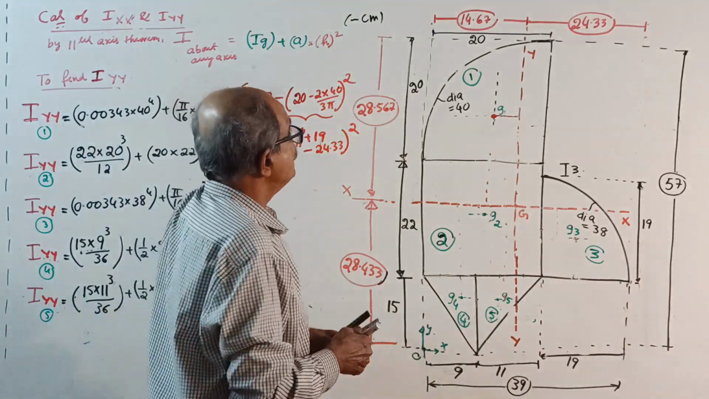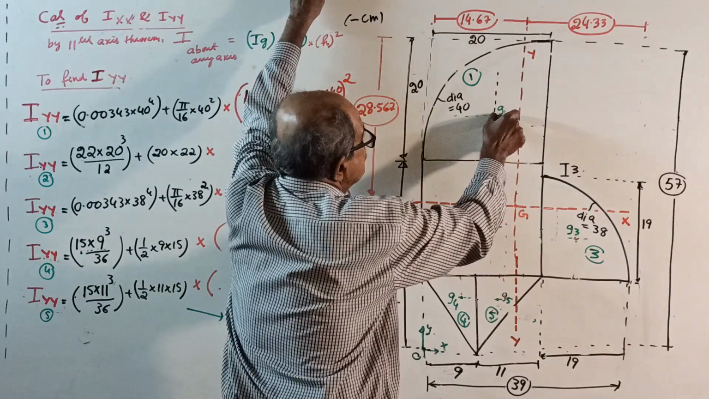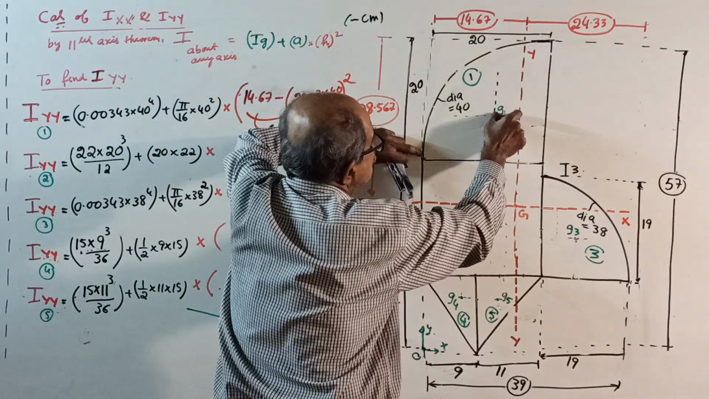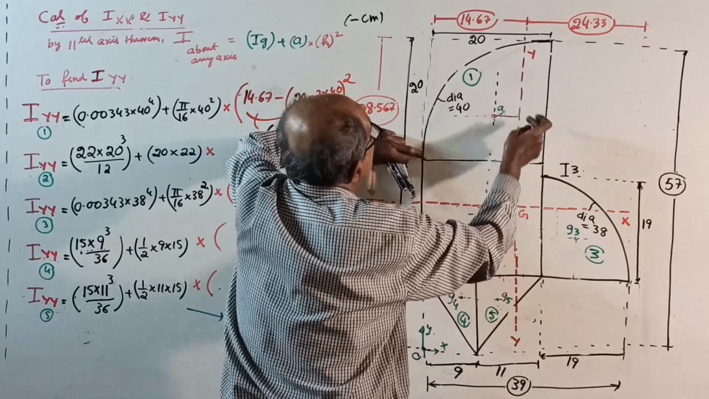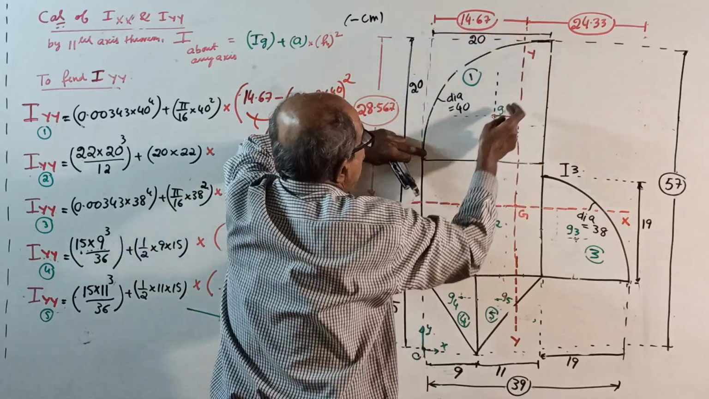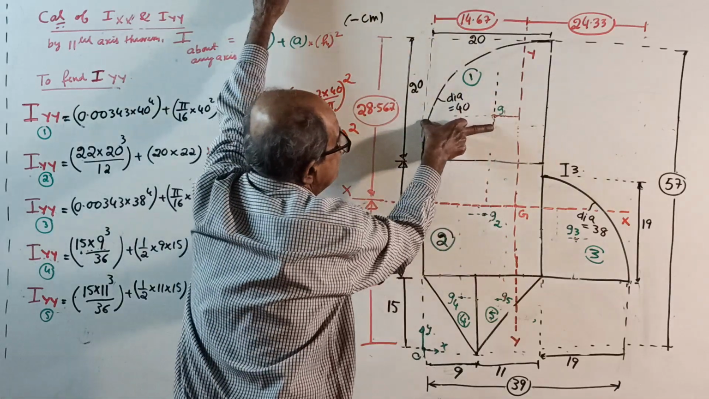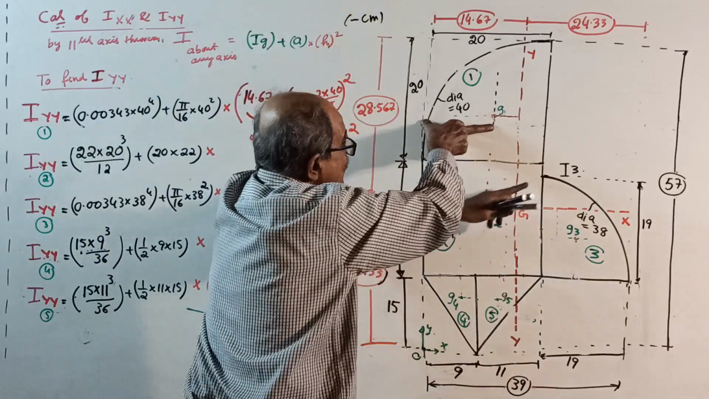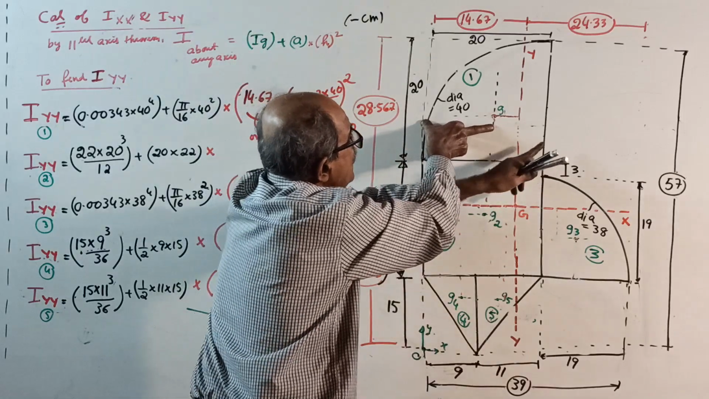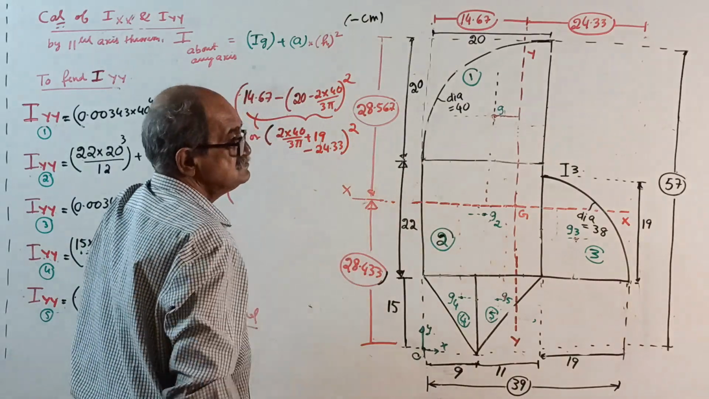I think the first one, if it is not clear, this distance square is what you want. First you write 14.67 from here to here, subtract this distance. This distance is 20 minus 2d by 3 pi.